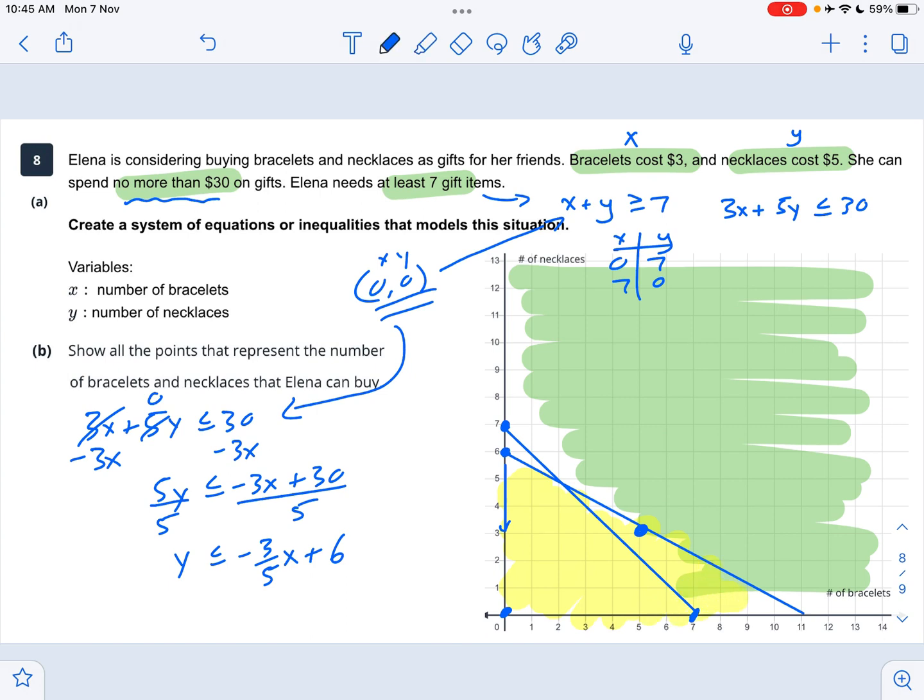So what's the part that's been shaded twice? It's everything that's in here. So those are all of the combinations, all the points in part B, where it says show all the points that represent the number of bracelets and necklaces that Elena can buy. That would be, I guess I would say, the blue shaded region.